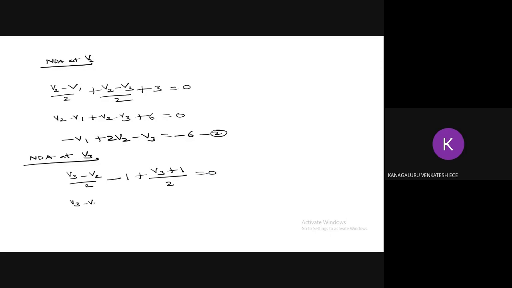V3 minus V2 minus 2, V3 plus 1 equal to 0. So minus V2, and then 2V3, and then minus 2 plus 1 minus 1. If you take that to the right hand side, you'll get plus 1. Equation 3. Is it clear?